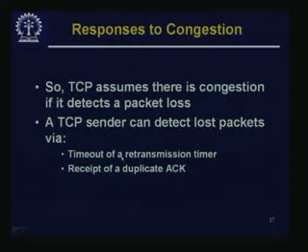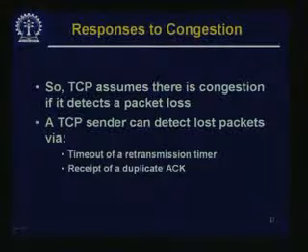So, TCP assumes there is congestion if it detects a packet loss. Now, what is the response to congestion? A TCP sender can detect lost packets via timeout of a retransmission timer or receipt of a duplicate ACK. If a duplicate ACK has been received, it means that maybe some previous acknowledgement might have got dropped. That is why duplicate. Anyway, something got dropped, so it senses that maybe there is some congestion.